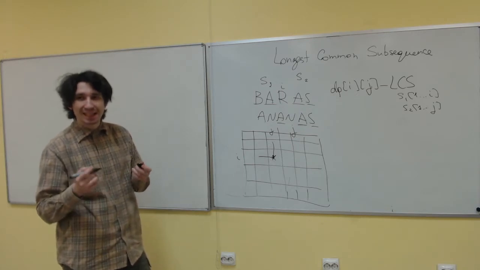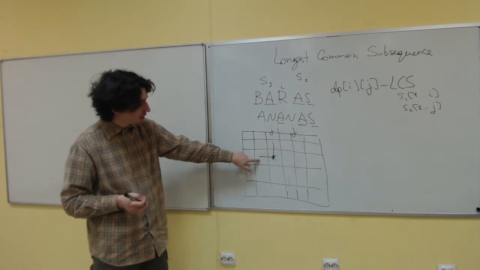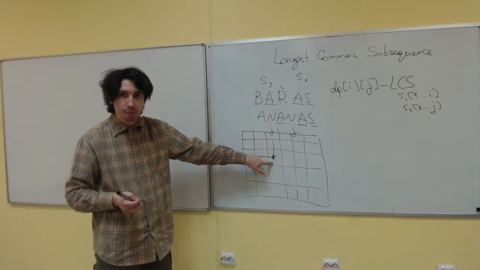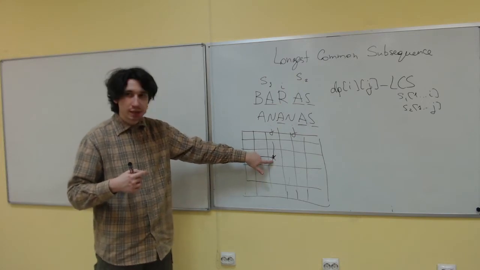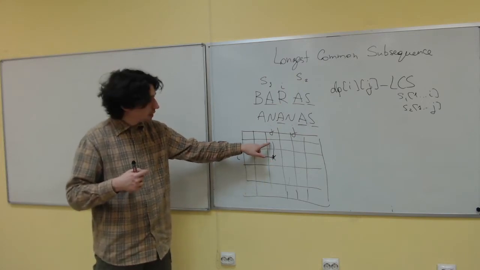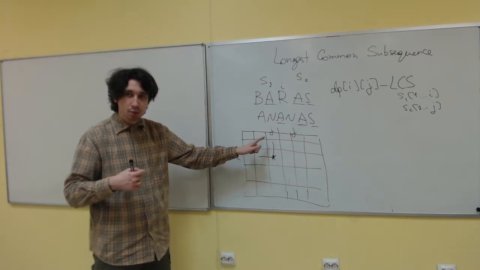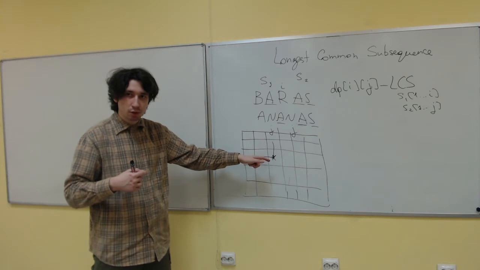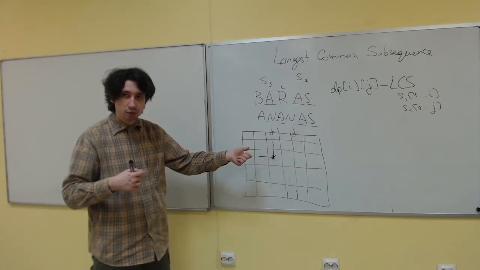So what does this move mean? It means that we added a symbol, but we didn't increase the longest common subsequence, because we added one symbol here, and there is an option where the symbols are equal. So from which state will we go?